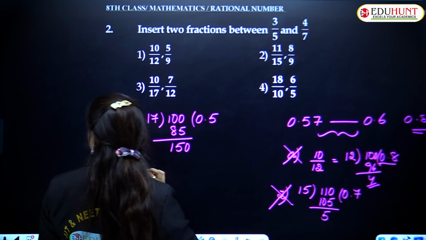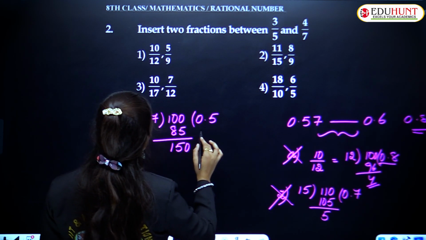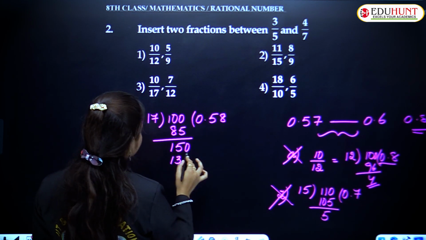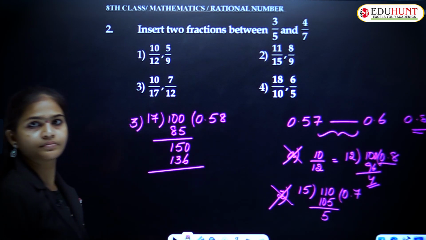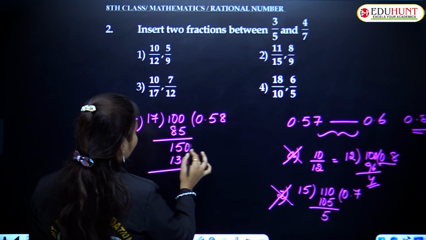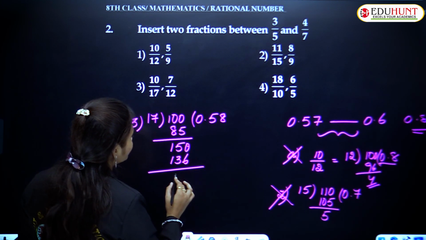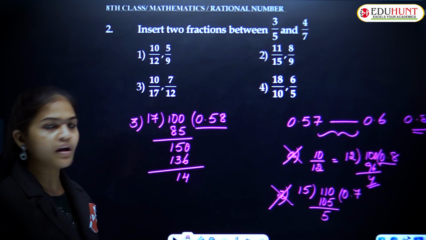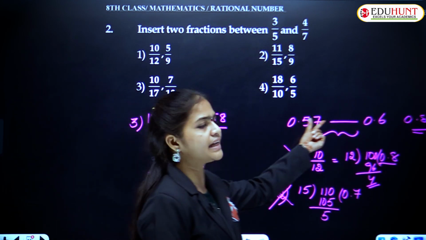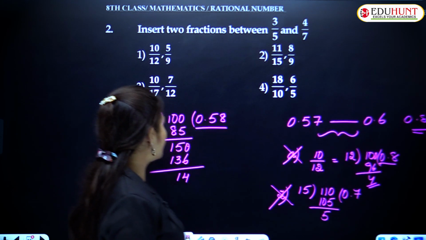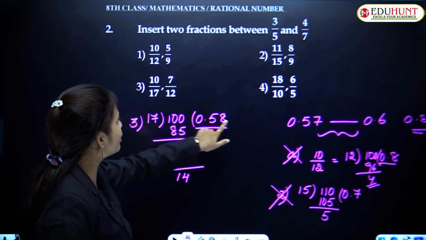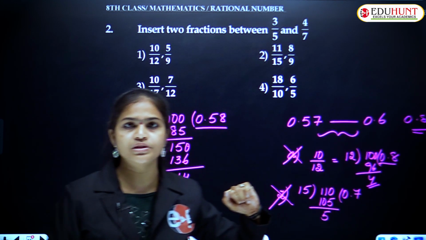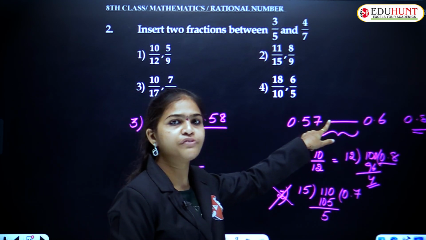So 17 into how much equals 150? 17 eights are 136. Clear? So the leftover is 150 minus 136. How much will we get here? 14 is the leftover. So 0.58, that is sufficient. Why? Because here for 0.57 we have taken a 2-digit decimal number. So this is sufficient. So here we can check that 0.58. Does that lie in between 0.57 and 0.6 or not? Yes, of course.